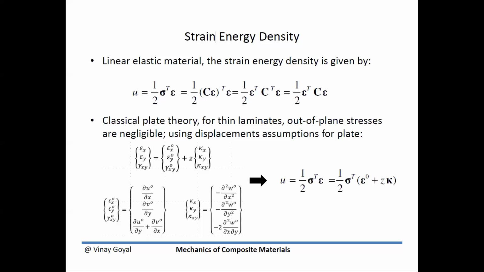And so I can now substitute the fact that U equals 1/2 sigma bold transpose epsilon bold, and this is equal to 1/2 sigma bold transpose times epsilon superscript 0 plus Z kappa bold. I've made this epsilon bold, and I've used this kappa bold to be this here. And so this is now my strain energy density. I've simplified it using these assumptions. Notice how this represents the membrane behavior with the superscript 0, and then Z represents the location through the thickness of the composite laminate.